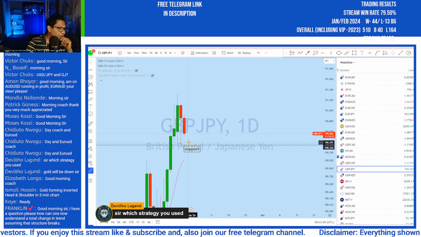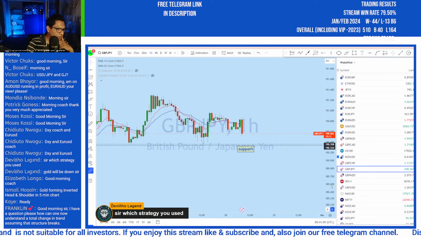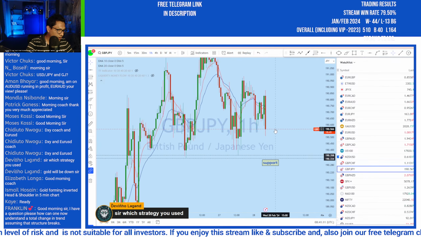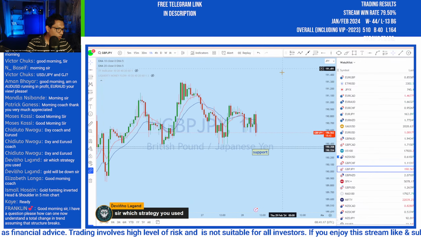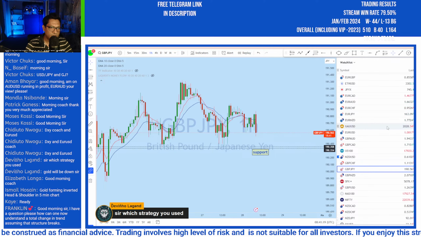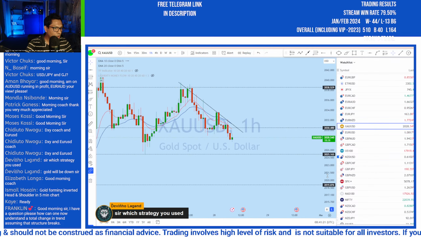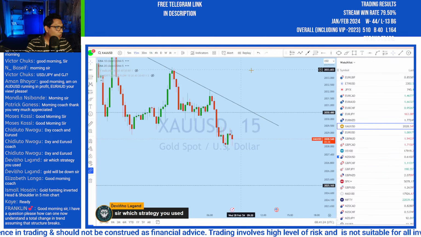Now if it breaks this daily support, suddenly it might slip down a little bit. That's good for us. So if it is slipping down, then we might find that potential entry for a bigger move to the upside on GJ. Let me go back to the gold to see what it is doing here.